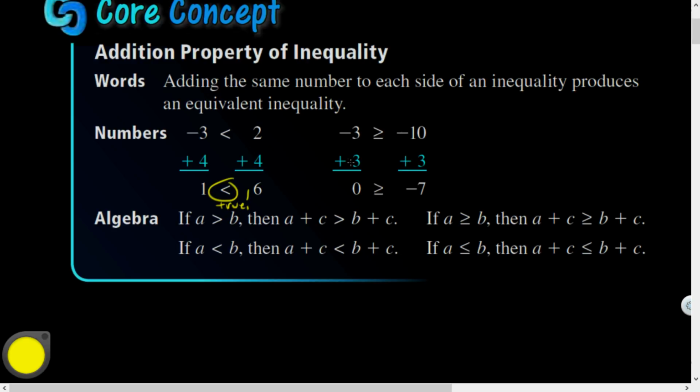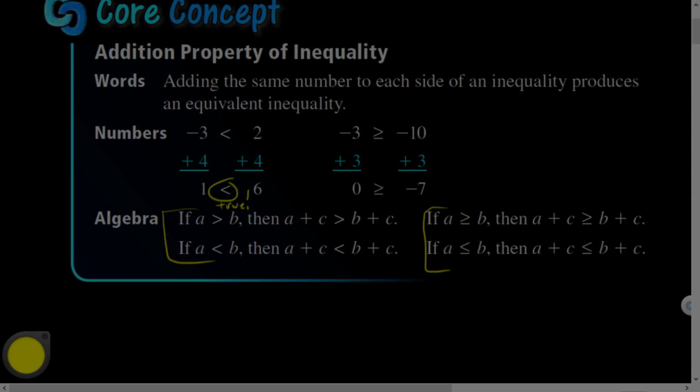Right here, I add 3 to both sides. Is 0 greater than or equal to -7? Yes! And here it's written algebraically. What's the difference between all 4 of these statements here? Why does it look like they said the same thing over and over? The only thing that's changing is their inequality symbols. So they're saying it works for greater than, greater than or equal, less than, and less than or equal. It works for all of them.